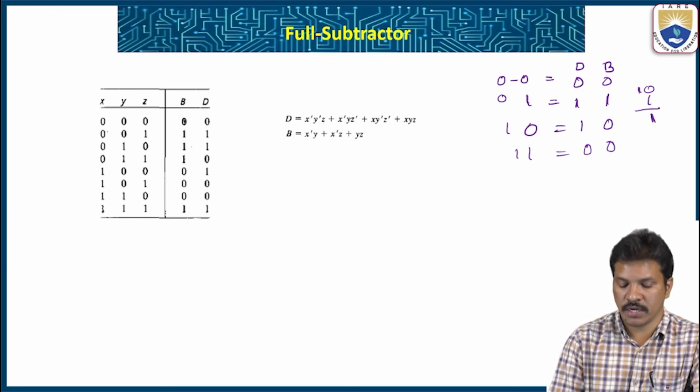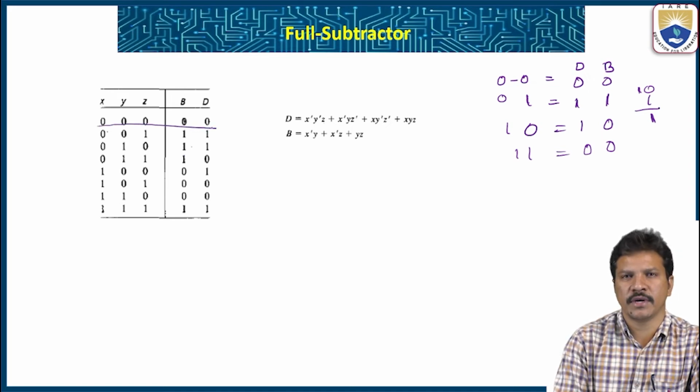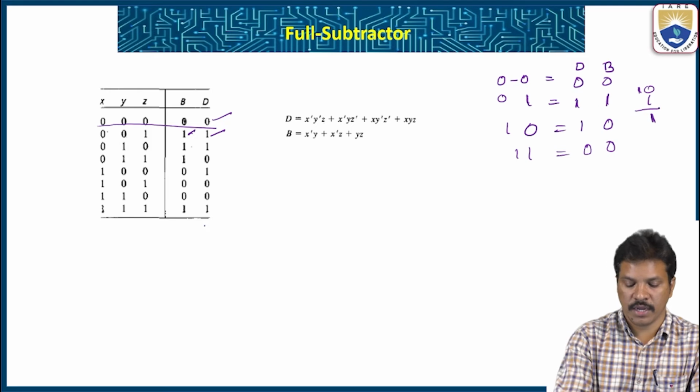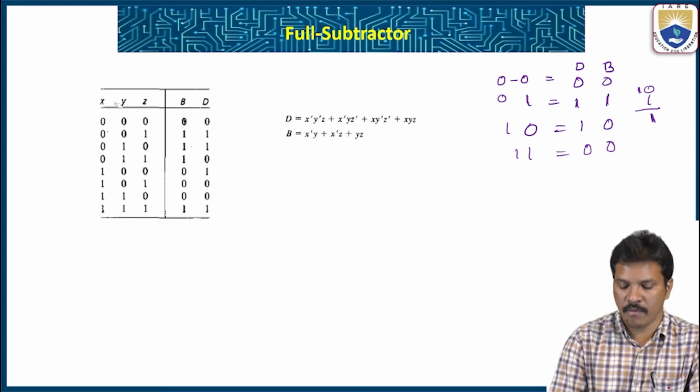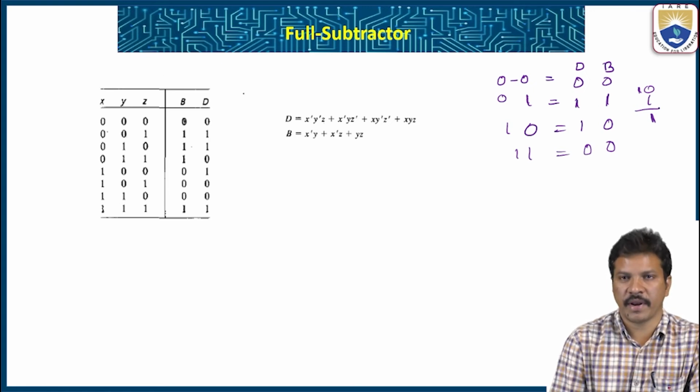Likewise, we use those rules. We can create this truth table. 0 0 0: 0 minus 0, and then the result minus 0 is 0. 0 0 minus 1: borrow, take the borrow, and then the difference is 1. Likewise, we can create this table. Once we create the table, with the help of the K-map, we can find the borrow and difference equations. This is the full subtractor.